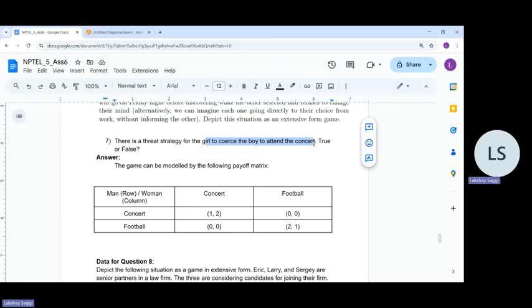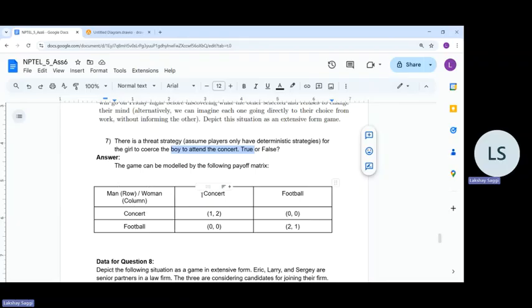As can be seen here, assume that we are only having deterministic strategies. So there's a set strategy and the players only have deterministic strategies, for the girl to coerce the boy to attend the concert.